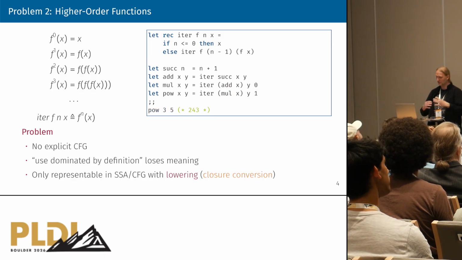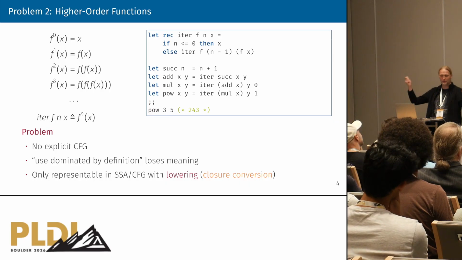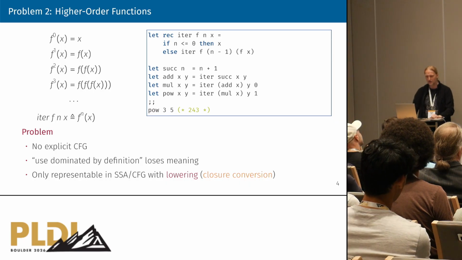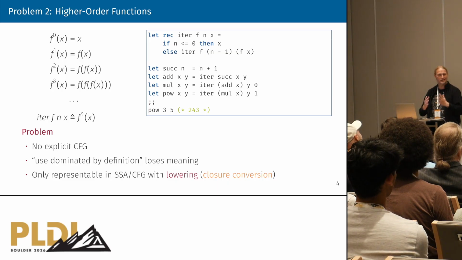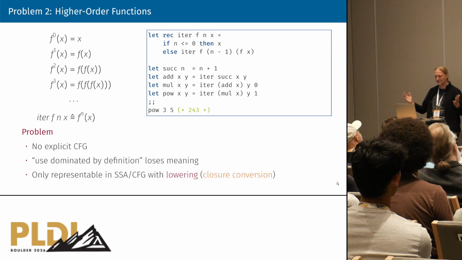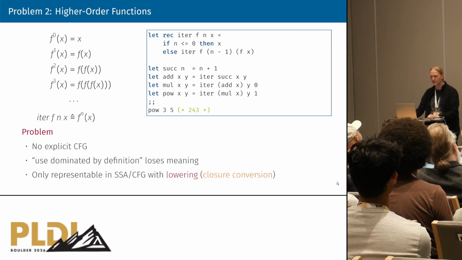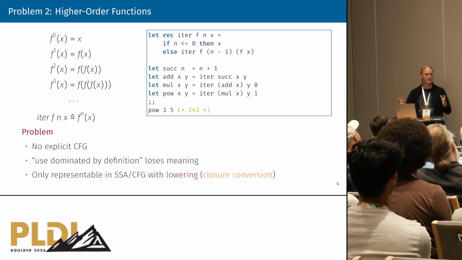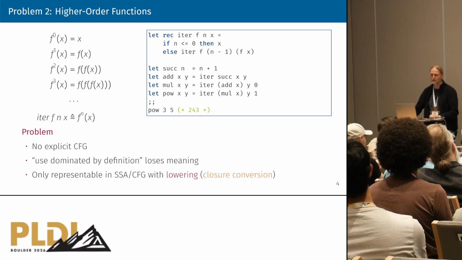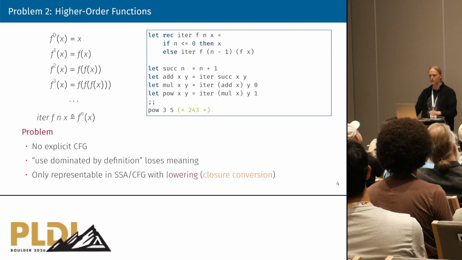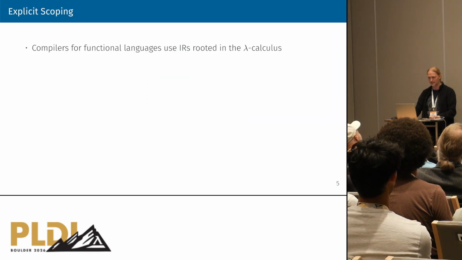Now, we don't have an explicit CFG here. We're passing around functions all over the place. So this property, every use must be dominated by its definition, kind of loses its meaning here, right? We can only represent this program in SSA form in a control flow graph if we lower it with some kind of closure conversion. And if we go down that rabbit hole, the closure converted program looks really convoluted, and it's really difficult to reason about and do any meaningful transformations in this state.